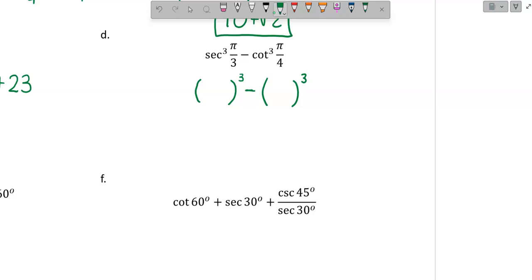So let's focus our attention just on the secant of pi over 3. That's the reciprocal of cosine of pi over 3. Remember, pi over 3 is 60 degrees. So the cosine of 60 is 1/2, which means secant is equal to 2. Cotangent of pi over 4 is the reciprocal of tangent of pi over 4, which is equal to 1. And the reciprocal of 1 is, well, 1. So now we evaluate. 2 to the third power would be 8. 1 cubed is 1. And so our final answer for this one is going to be 7.